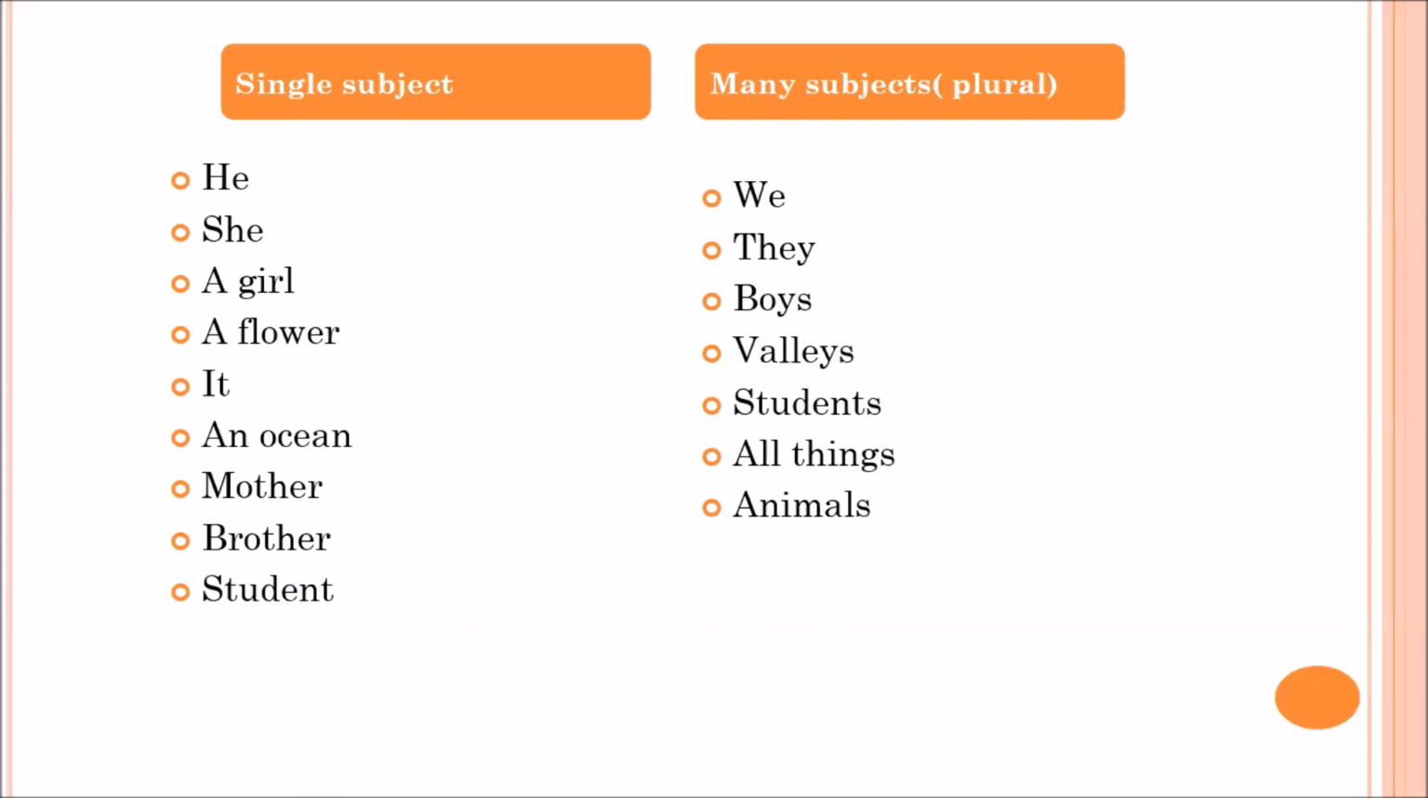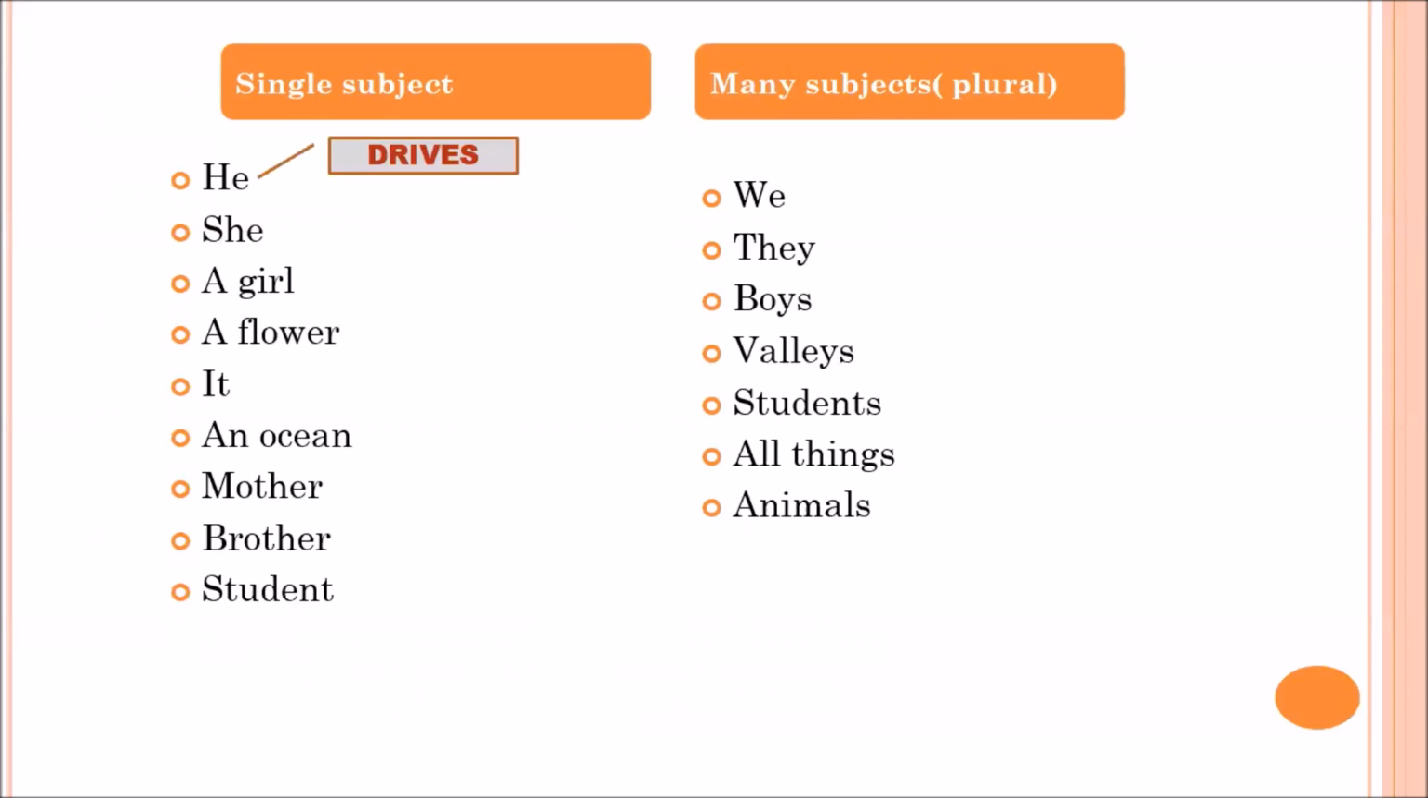For singular, we have he, she, a girl, a flower, it, an ocean, mother, brother, student. And for plural, we have we, they, boys, valleys, students, all things, animals. So these are a few examples, and they can be used in place of the subject at the beginning of a sentence. Now let's use them in a sentence and see how S and ES is added or not added with them.